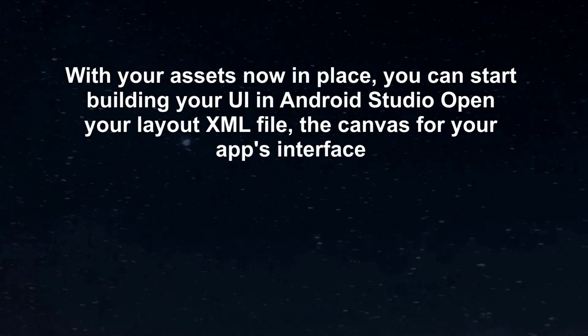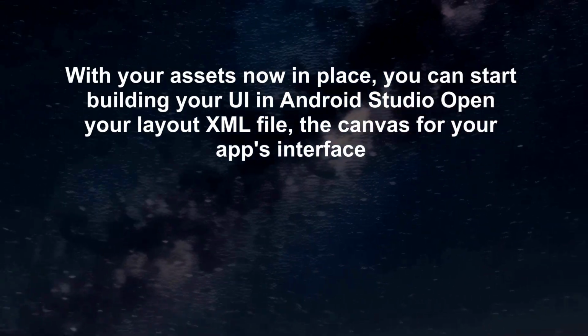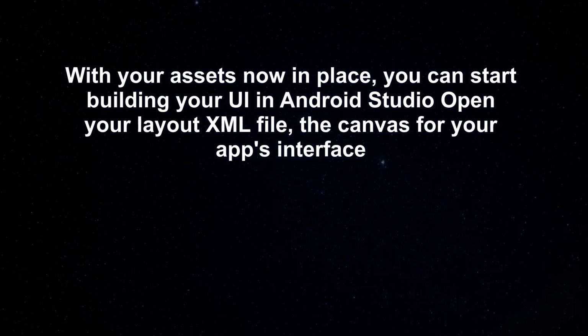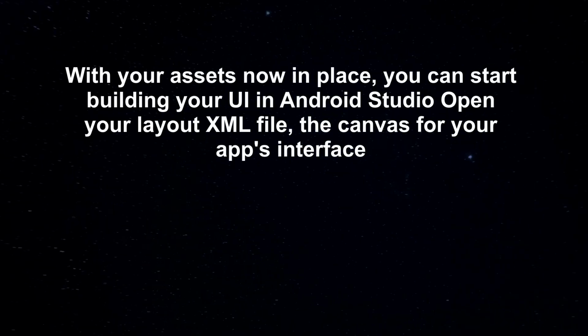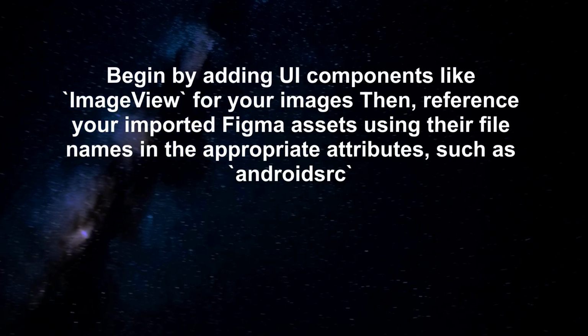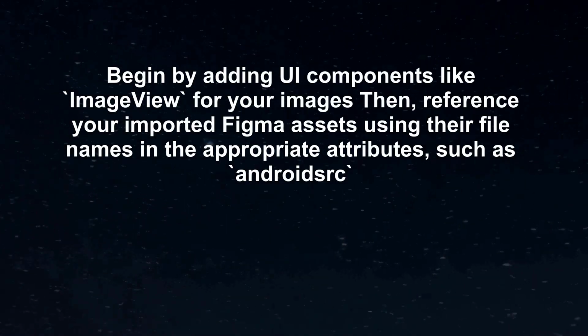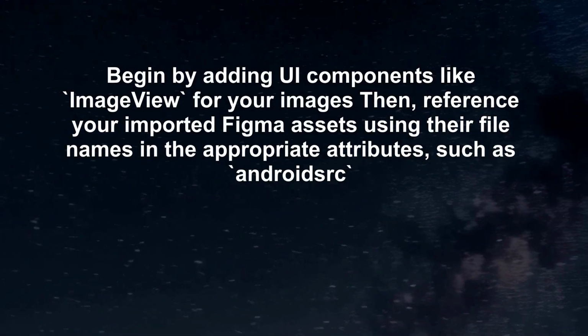With your assets now in place, you can start building your UI in Android Studio. Open your layout XML file, the canvas for your app's interface. Begin by adding UI components like ImageView for your images, then reference your imported Figma assets using their file names in the appropriate attributes, such as android:src.